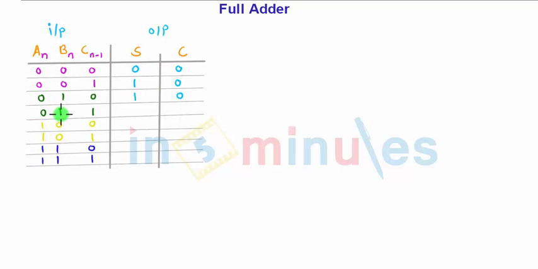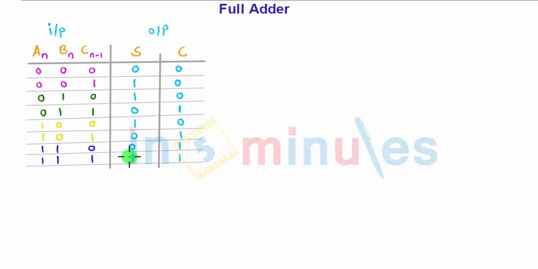0 plus 1, 1, 1 plus 1, the total sum is 0, in this case carry is generated. 1 plus 0, 1, 1 plus 0, 1, so sum is 1, no carry generated. 1 plus 0, 1, 1 plus 1, 0, carry generated. 1 plus 1, 0, carry generated, and 0 plus 0, 0. 1 plus 1, again carry generated, 1, and 0 plus 1, 1.